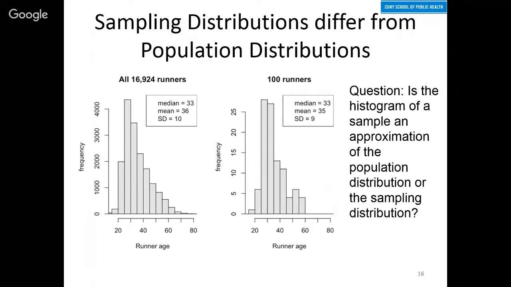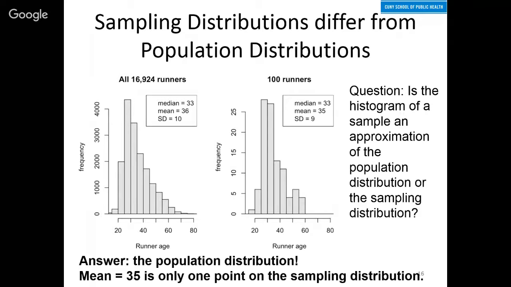Everyone clear on that? Why this histogram is not a sampling distribution? Okay. So yeah, this mean of 35 would just be 1 point on the sampling distribution because it's a single sample.